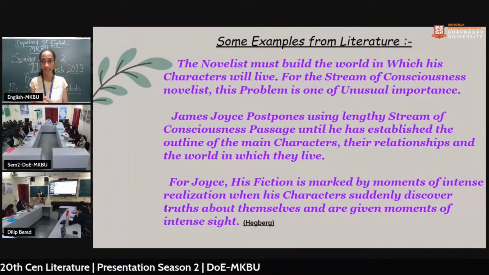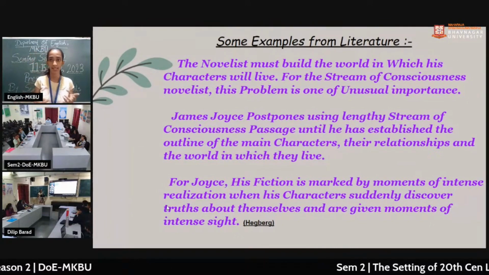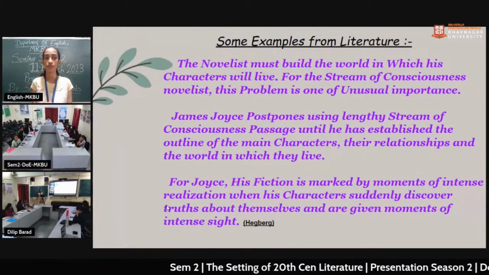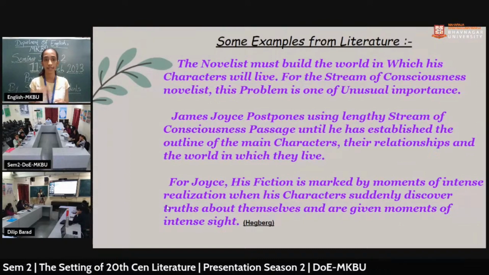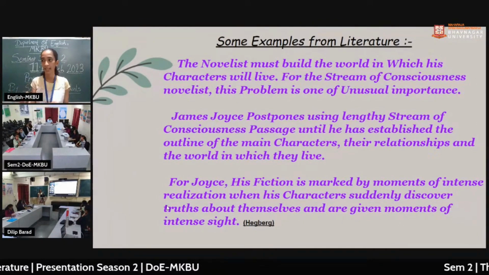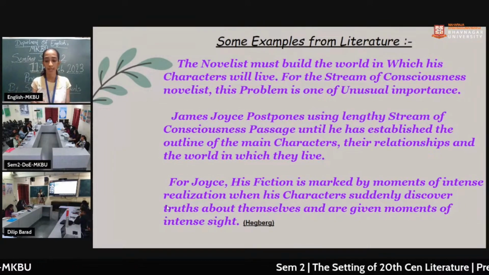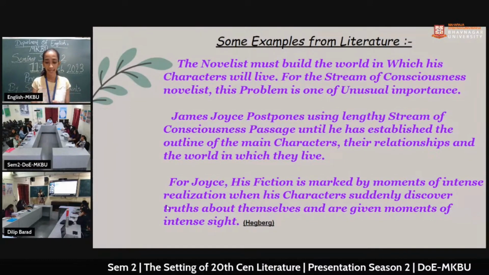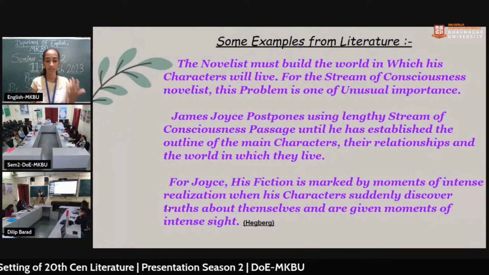So, as an example, I have taken the references of two novels. One is James Joyce's novel Ulysses, and the other one is Virginia Woolf's Mrs. Dalloway. In both novels, we can greatly explore the idea of this new literary technique, which is stream of consciousness. But James Joyce postponed using the lengthy and descriptive passages until he established the outline of the main characters and their relationships with each other.